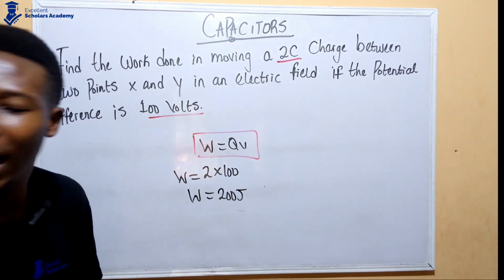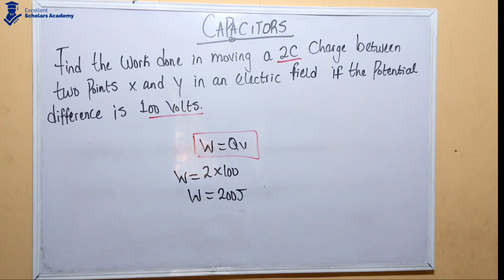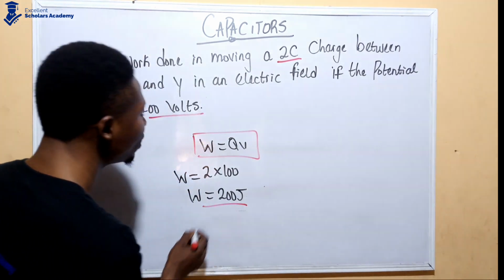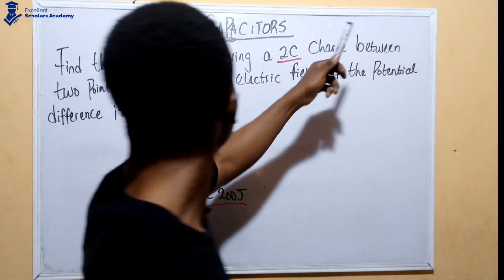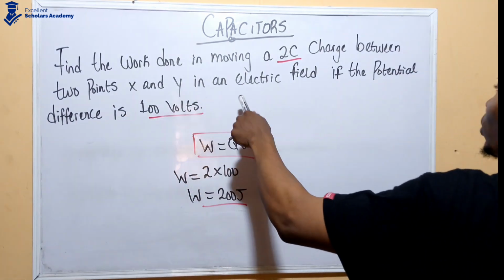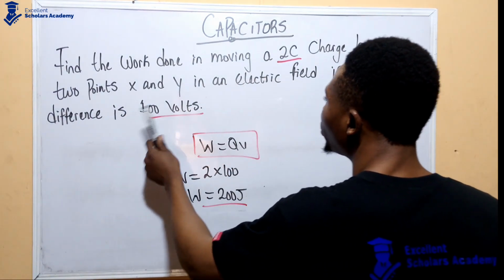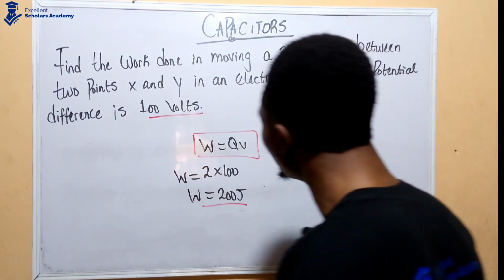Now let's see how our option is given. It's actually given as 200 joules. So our answer is 200 joules. So the work done in moving a 2 coulombs charge between the 2 points X and Y in an electric field, if the potential difference is 100 volts, is 200 joules.